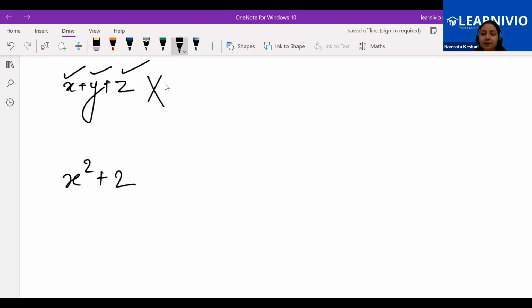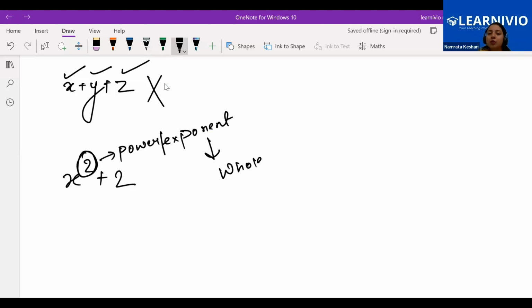Can you tell me why? Because it has a variable. It has a variable and it's fine. The variable is there, that is okay. But the exponent of the variable, the power, has to be a whole number. It has to be a whole number. Can you tell me what a whole number is, Sara? Like 1 to infinity. Okay, zero is a whole number.